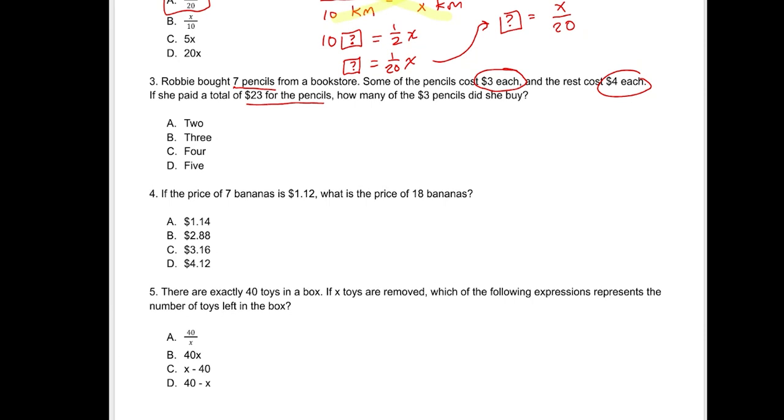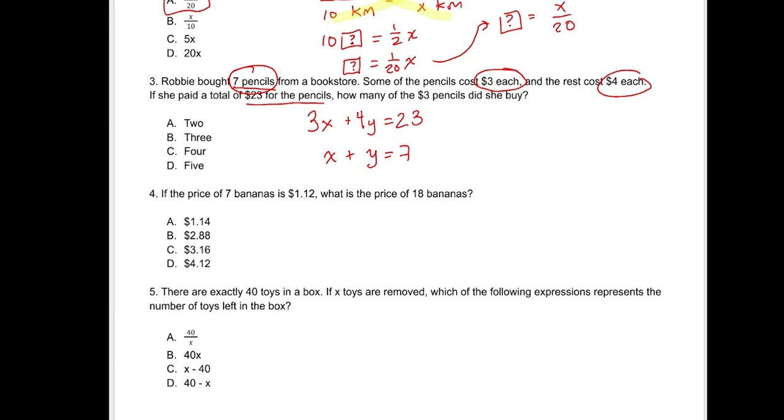Now, we could set this up like a system of equations where $3 pencils, which I'll call X, plus $4 for the fancier pencils, which I'll call Y, equals 23. And we know the total has got to add up to 7 because she bought 7 pencils. You could solve this like a system, and I'll go through that algebra quickly with you. But honestly, I think this problem is going to be a lot easier if we just take advantage of the fact that it's multiple choice.